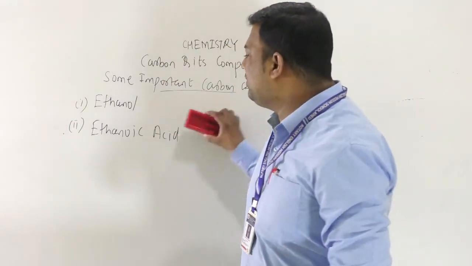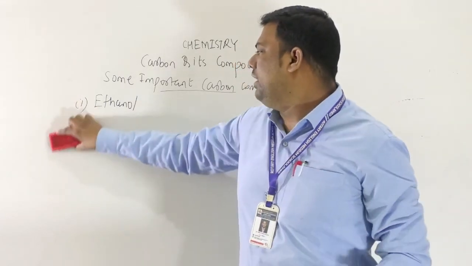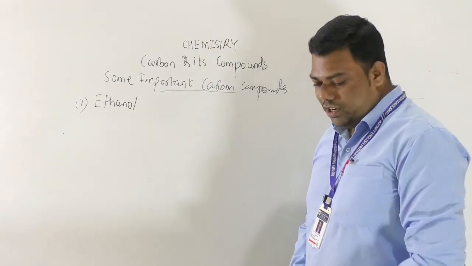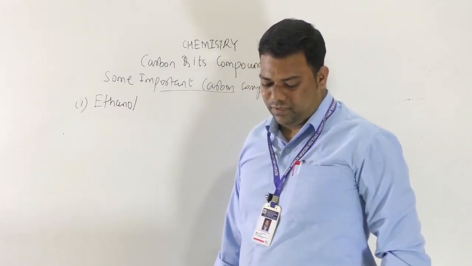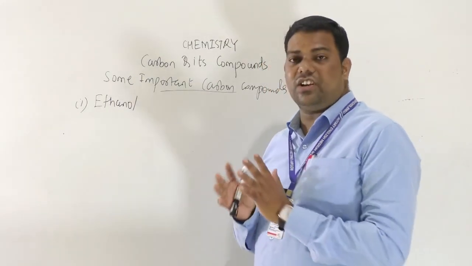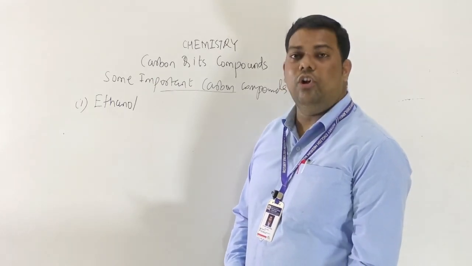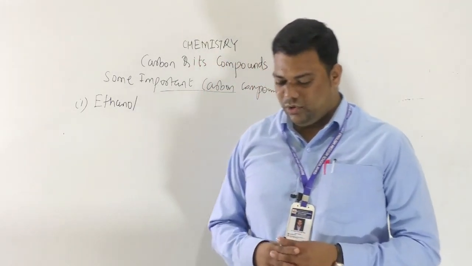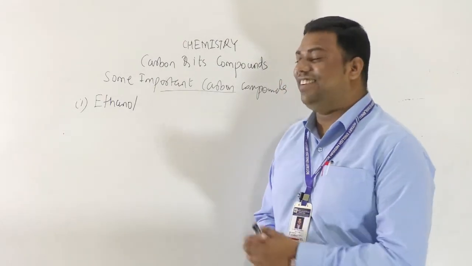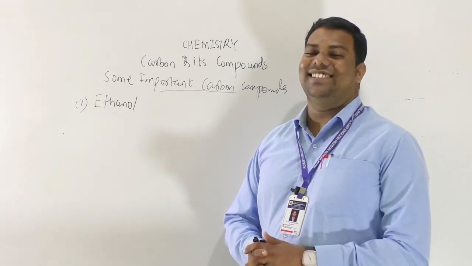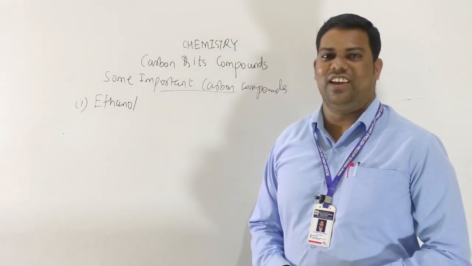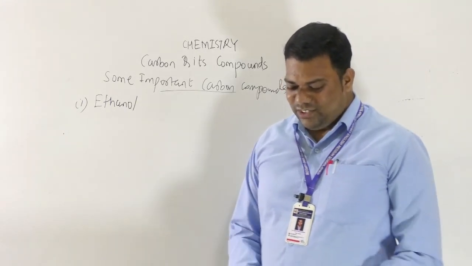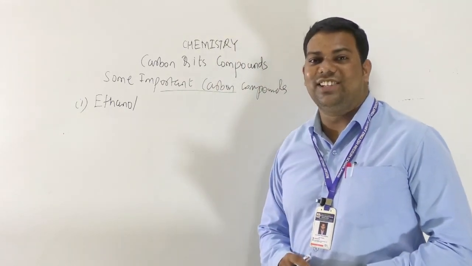We already discussed the properties of ethanol, then the IUPAC name, then the common name. Ethanol, or ethyl alcohol, is one of the most important members of alcohol. It is a major constituent of all alcoholic beverages, such as whiskey, beer, and wine. In some amount, ethanol is also present in medicines, in cough syrup and expectorant. So it is used for medical purposes also, and it is a very useful organic solvent.